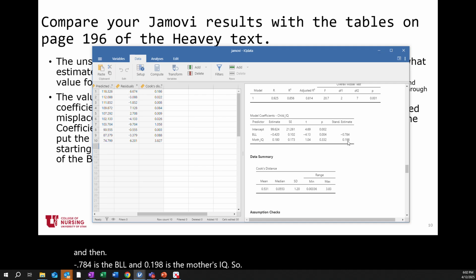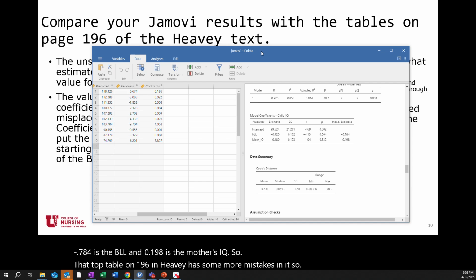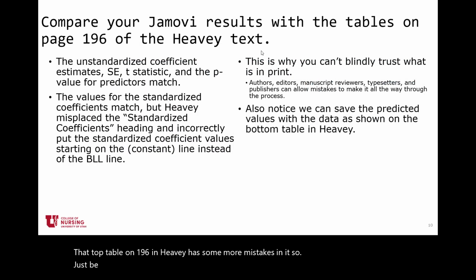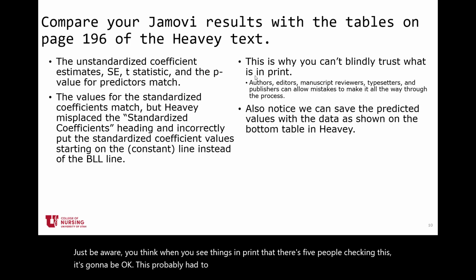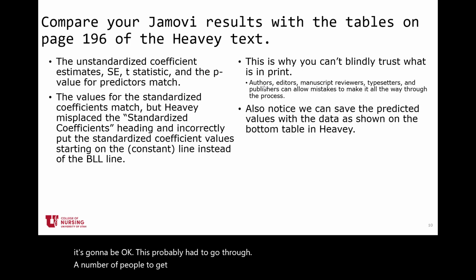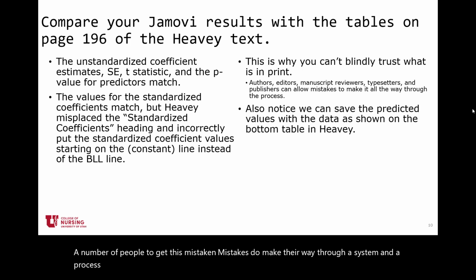So that top table on 196 in HEVI has some more mistakes in it. So just be aware. You think when you see things in print that there are five people checking this, it's going to be okay. This probably had to go through a number of people to get this mistake, and mistakes do make their way through a system and a process. So be prepared to double check things yourself.